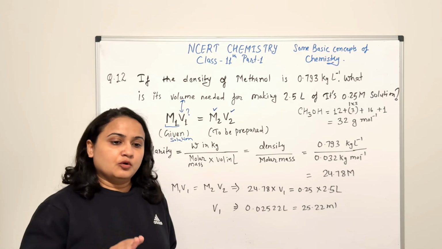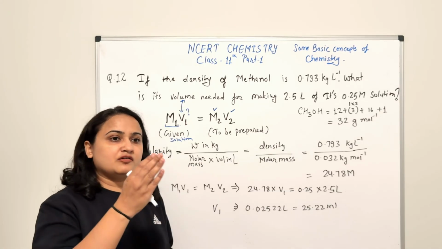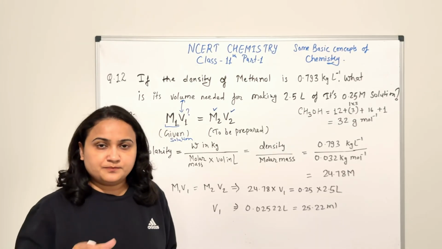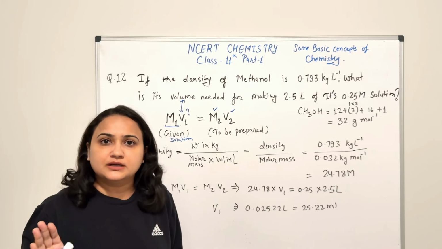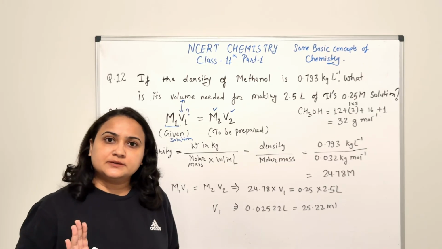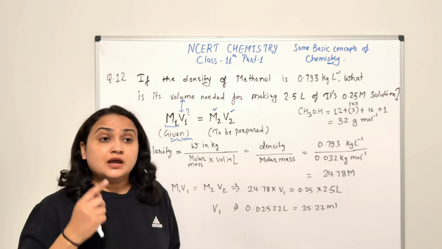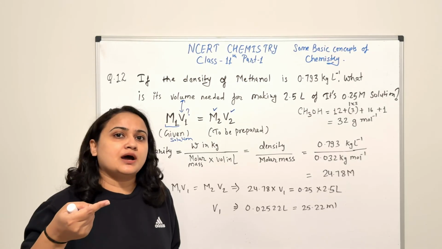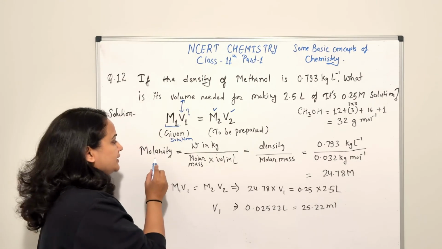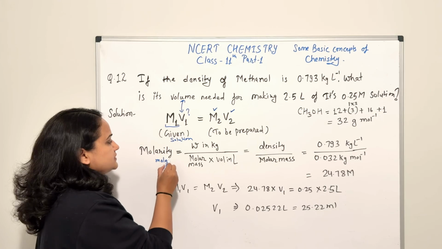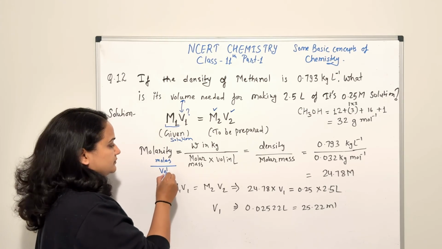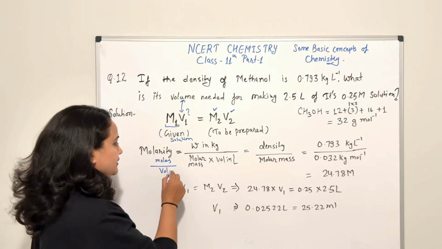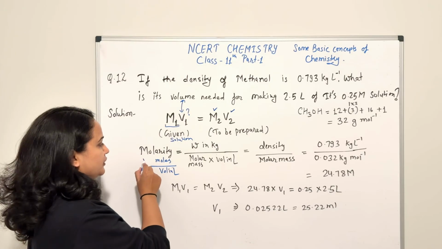Okay, so we need to find out molarity. What is molarity? Molarity, the simple definition, is the number of moles present in a liter of solution. The number of moles divided by volume in liter. That is our basic definition of molarity. Can I break down the number of moles into given weight by molar mass? What I'm saying is molarity is moles by volume, moles of solute by volume of solution. Everything is in liter.